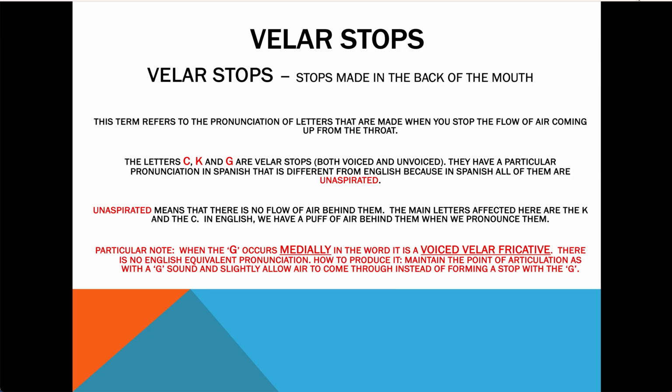Particular note: when the G occurs medially in the word, it is a voiced velar fricative. There is no English equivalent pronunciation. How to produce it? Maintain the point of articulation as with a G sound and slightly allow air to come through instead of forming a stop with the G. The next few slides will show you.